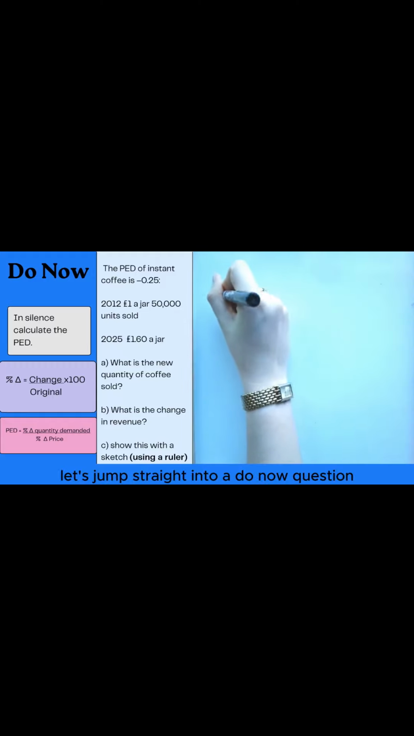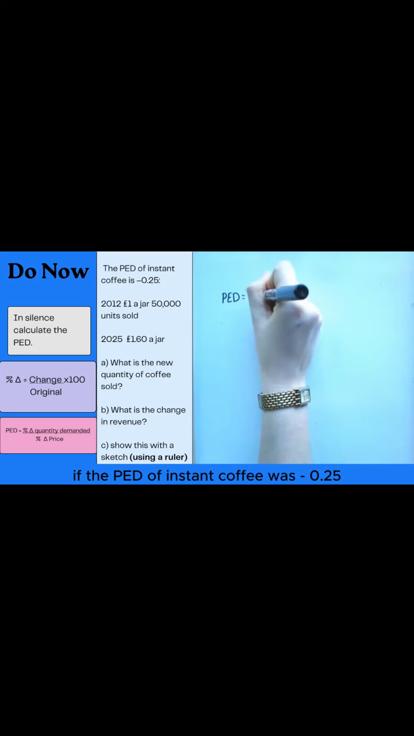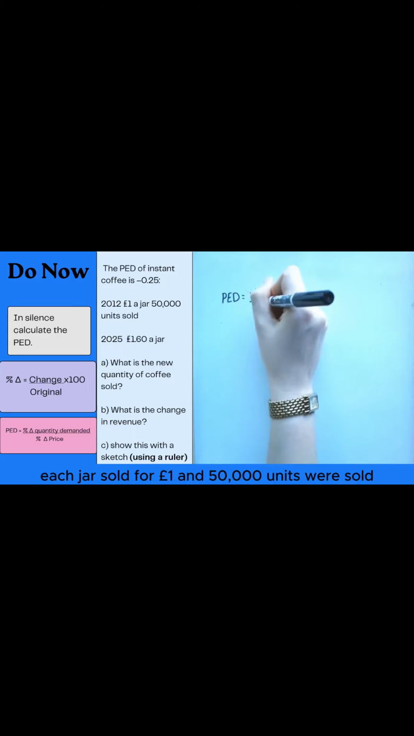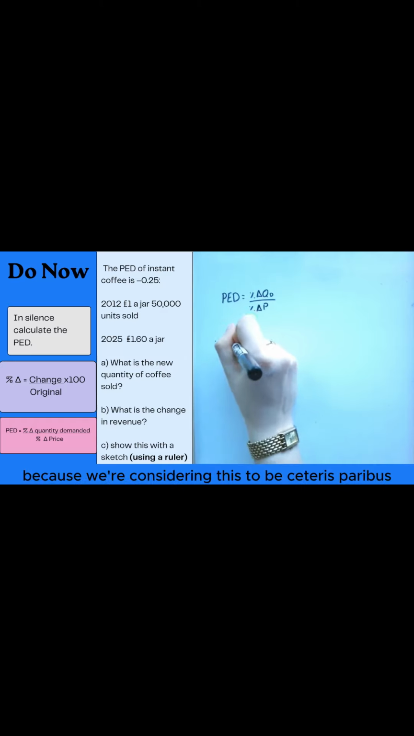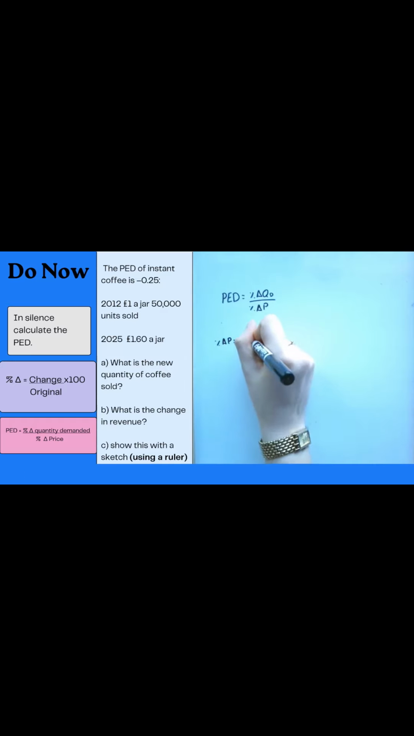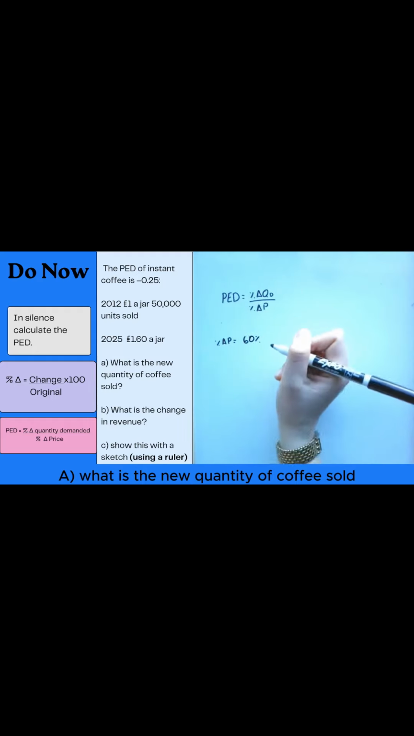Let's jump straight into a do now question to get warmed up. If the PED of instant coffee was -0.25, and back in 2012 each jar sold for £1 and 50,000 units were sold, and now in 2025 the jars were £1.60. Now that's in real terms because we're considering this to be ceteris paribus. A, what is the new quantity of coffee sold?